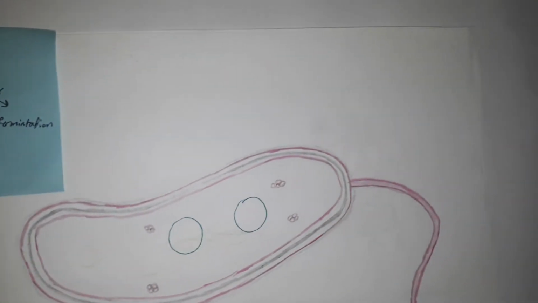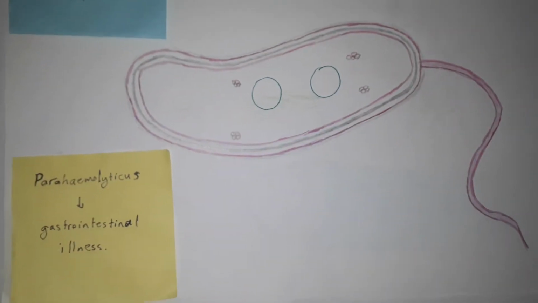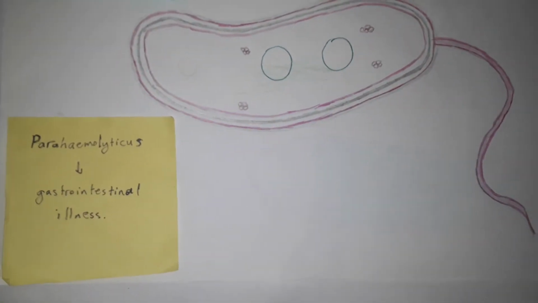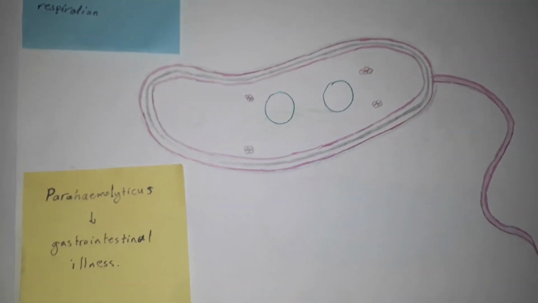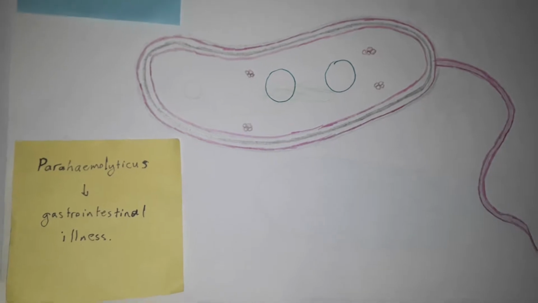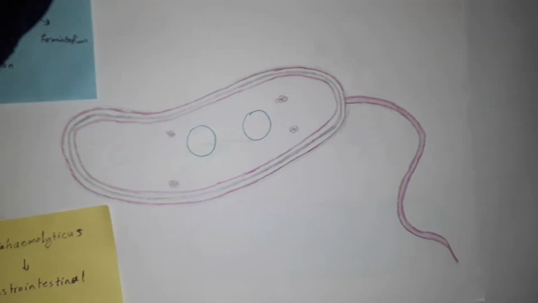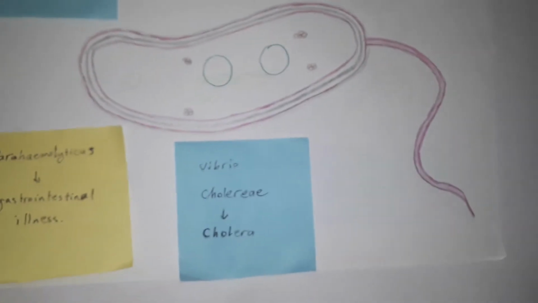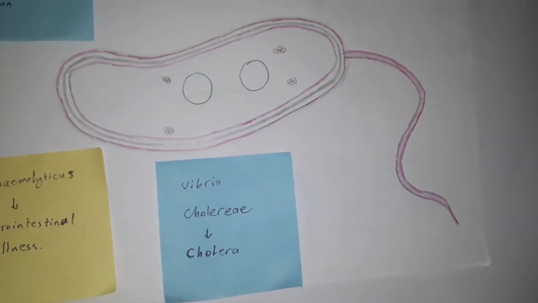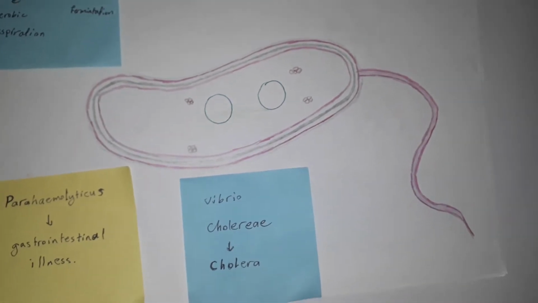Now, one famous species of Vibrio is Vibrio parahaemolyticus, and it usually lives in salt water, and it is transferred to humans through undercooked seafood, and it causes gastrointestinal illness. Another famous type that you might have heard of is called Vibrio cholerae, which causes the disease cholera. Now, I will be explaining a bit more about Vibrio cholerae because cholera is a very famous disease.